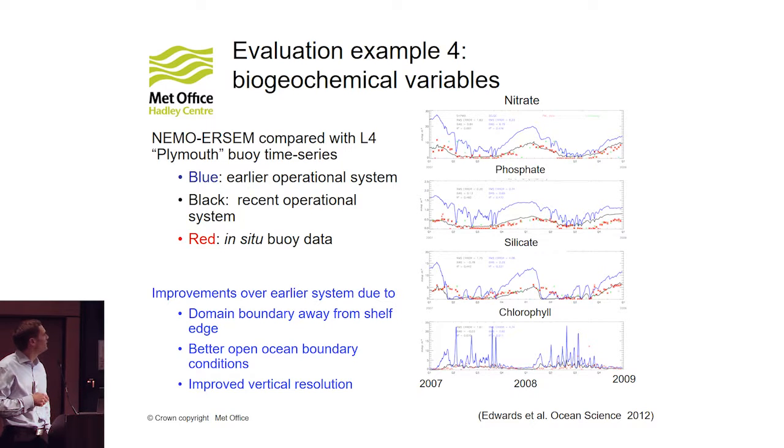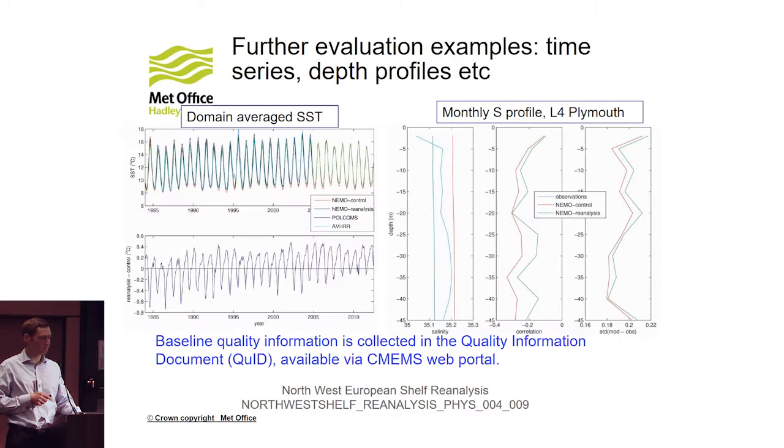And the changes here probably aren't to do with the specific model itself as such. They're probably more to do with exactly where the domain boundary was and where the boundary conditions were coming from, the quality of the boundary conditions. But one change between the earlier system and the more recent one was an improvement in vertical resolution, which we did find to have a significant benefit for these biogeochemical variables.